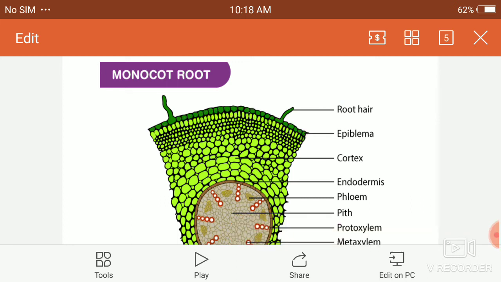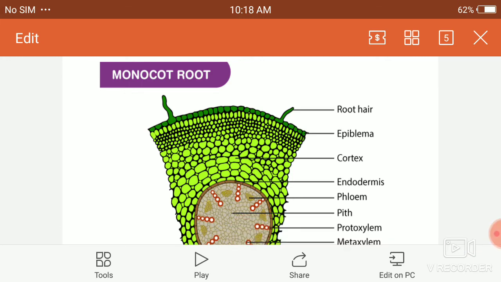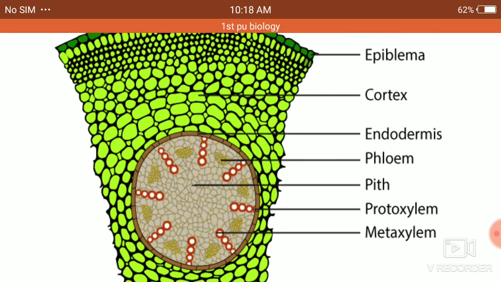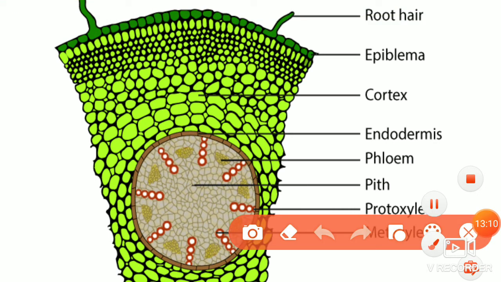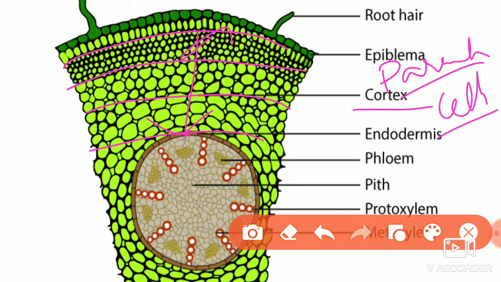And here you can see the cortex. The next layer is the cortex, and it consists of several layers of parenchyma cells, the same as in the dicot root. So the cortex consists of several layers of parenchyma cells. This is also common, like in the case of the dicot root.